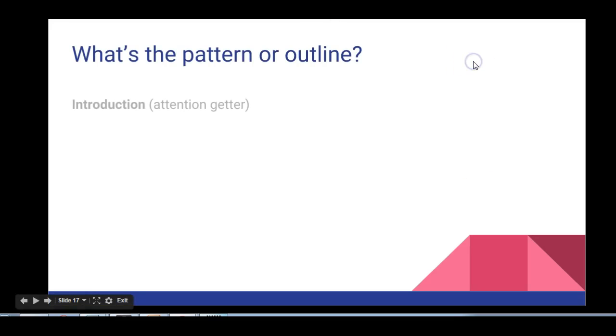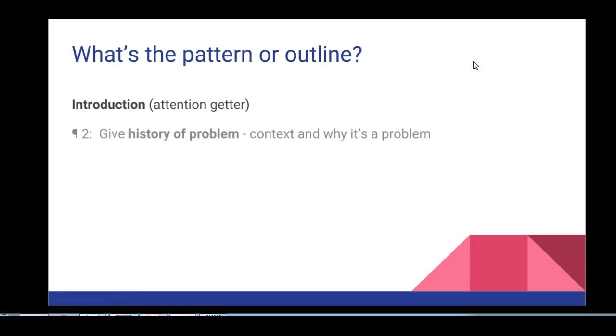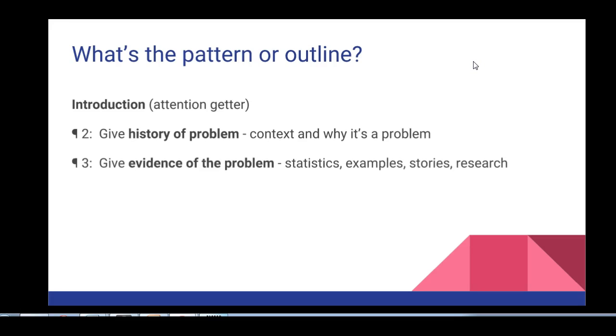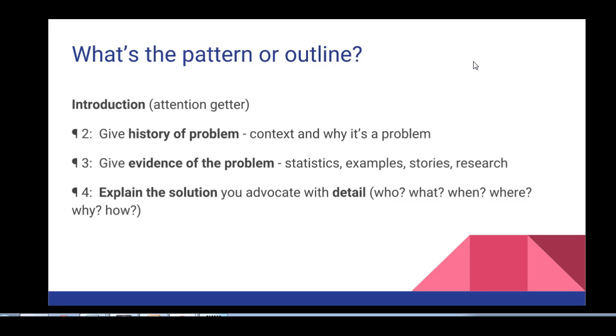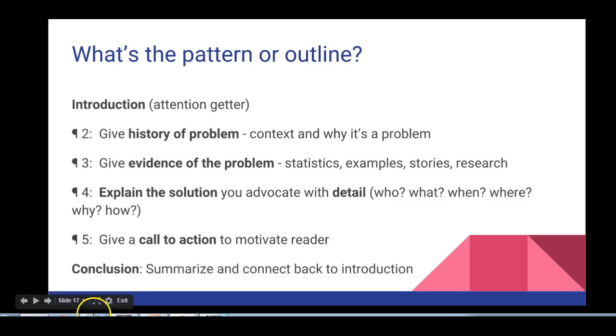So how do you outline that? It's pretty straightforward. Just as before, you have an attention getter. You give the history of the problem, the context, why it's a problem, give evidence that it's a problem, prove that it really is a big deal, then advocate for the solution that you have and give enough detail on it that the person can buy into it. And then give a call to action to motivate the reader and sum up with a conclusion that somehow connects back to your introduction.